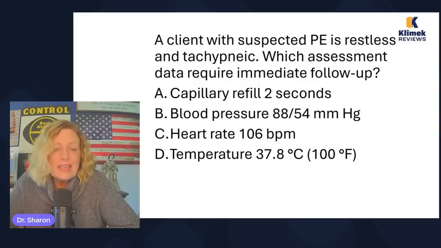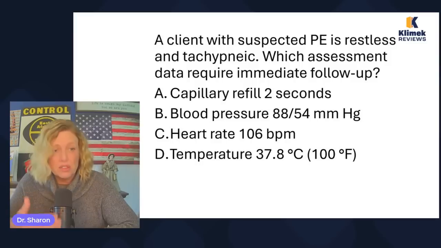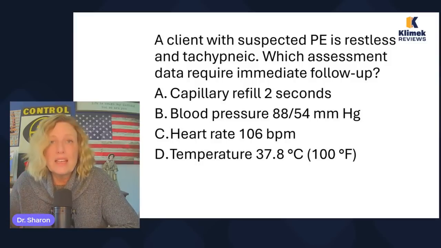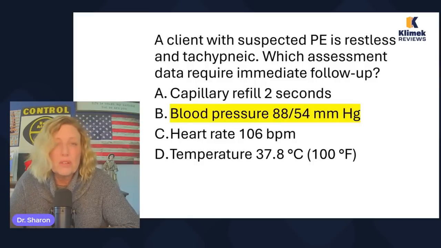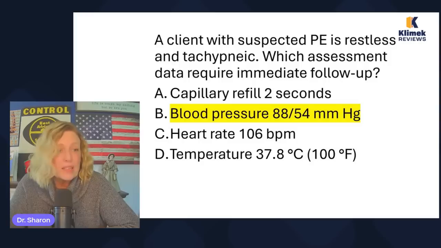So B and D, honestly, I can't really say D is unexpected. The body is under assault. It's hypoxic. It's under stress. The fact that the temperature would go up a little bit as the body's trying to adjust for this, that's kind of expected. So low blood pressure is definitely unexpected.